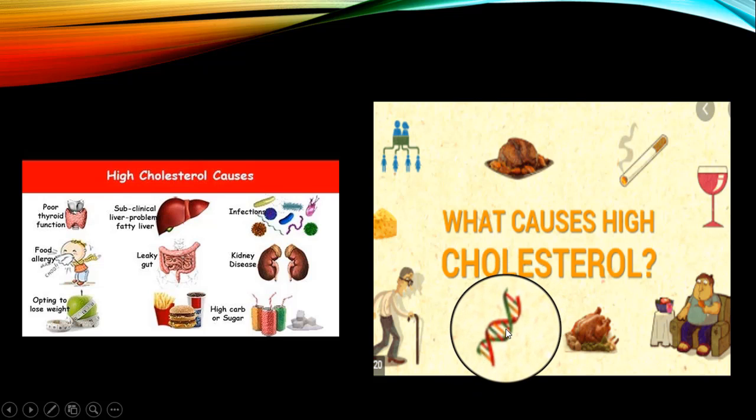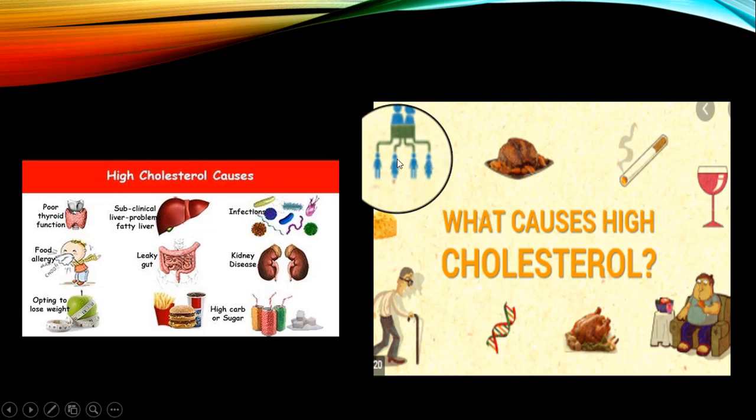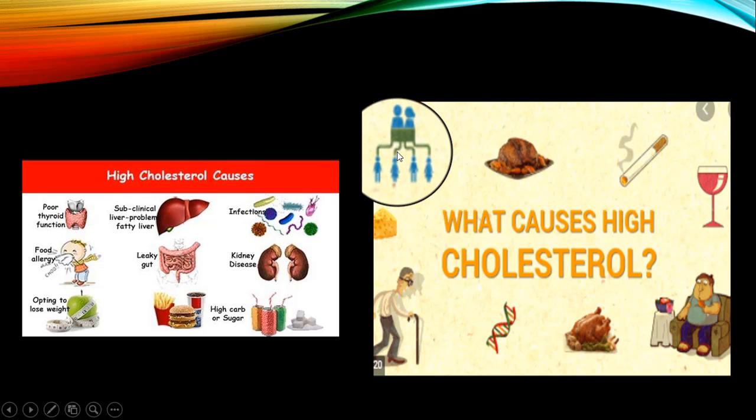Genes are passed down from parents to children, and certain genes instruct your body on how to process cholesterol and fats. So if your parents have high cholesterol, you are at higher risk of having it too. And in rare cases, high cholesterol is caused by familial hypercholesterolemia. This genetic disorder prevents your body from removing LDL. Diabetes and hypothyroidism may also increase your risk of developing high cholesterol.